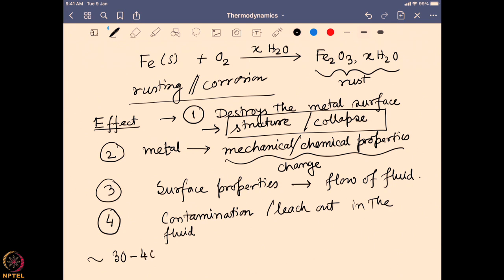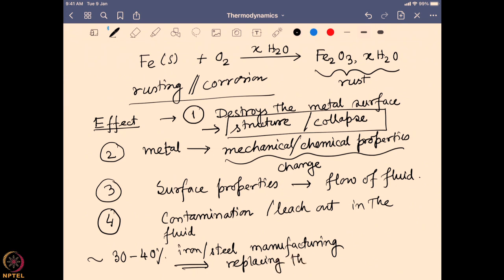And nowadays, just to give you an idea of how important corrosion is, 30 to 40% of the iron and steel that we are manufacturing today is actually used for replacing the existing infrastructure. So now you can have an idea of how prone the overall iron and steel that we are using is to this particular corrosion. And because we cannot go without iron and steel, we are going to replace it. Almost half of it, a little less than half of it, is actually replacement work all the time. So it shows the influence and the long-term effect of corrosion in real life.